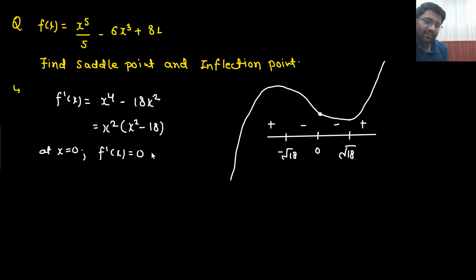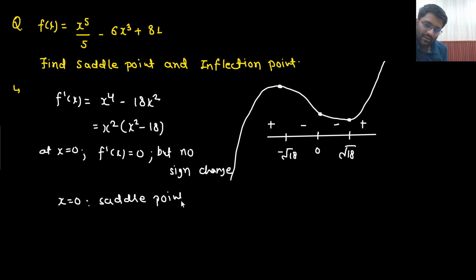but it is neither maxima nor minima. This was a local maxima, this was a local minima, but this point is nothing. Here it is neither maxima nor minima. What does that mean? Basically there is no sign change. I will simply write down, no sign change. What does that mean? x equals 0 is the saddle point. So we have got the saddle point.